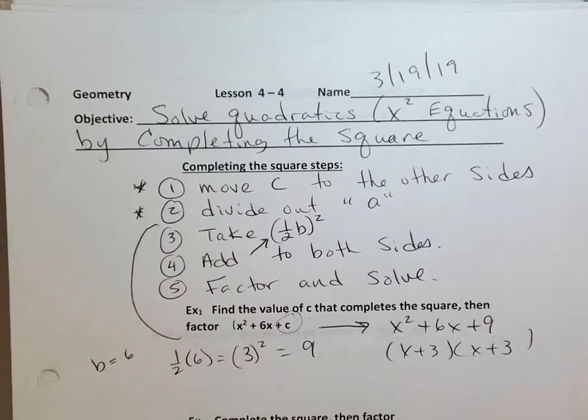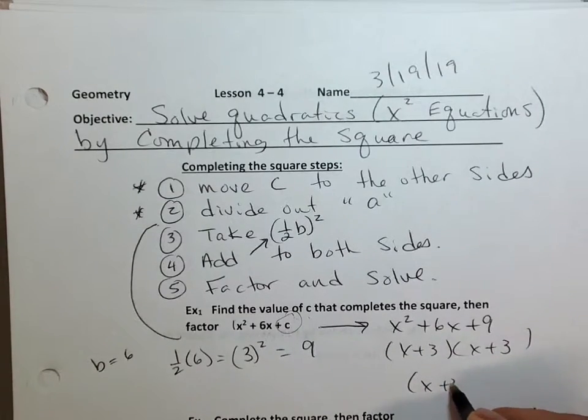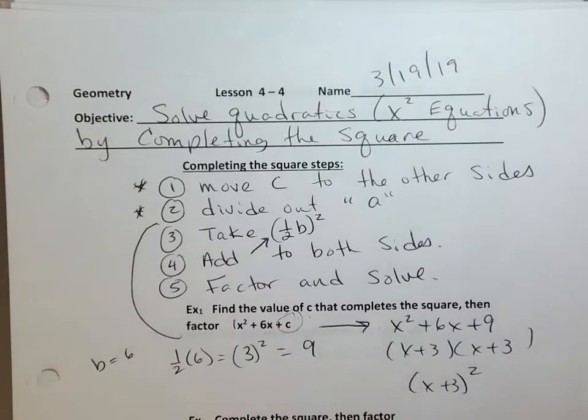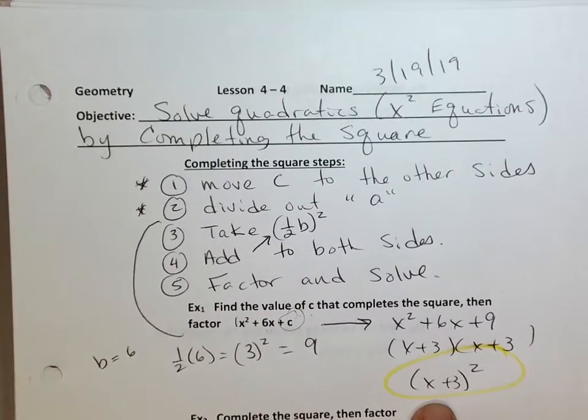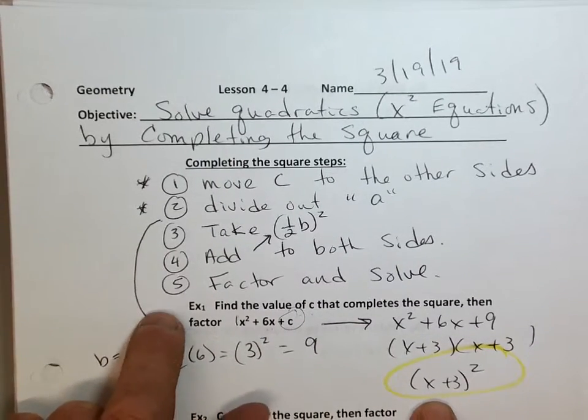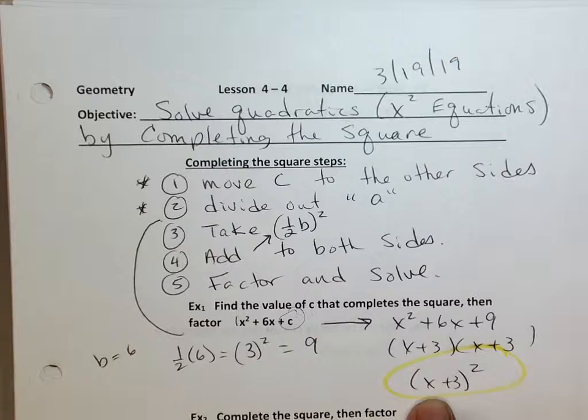And this is our goal. This is why we do it. We want to be able to write it as x plus 3 quantity squared. This is the form we want today. We want to get to x plus or minus some number, quantity squared. Now, we don't have to do 4 or 5 because there's no equal sign in this problem. There's no equal sign, so we're done.